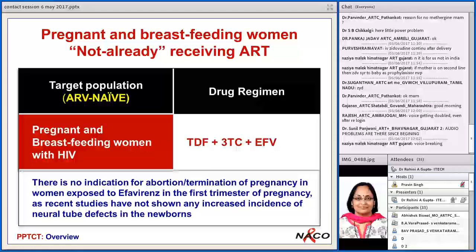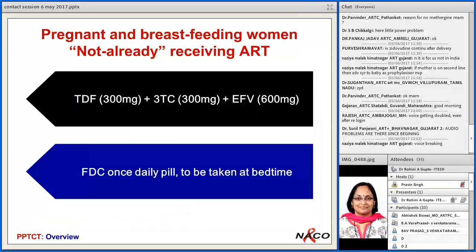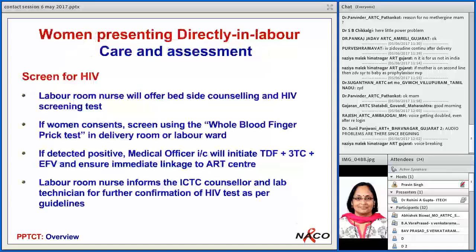There is no indication for abortion, termination of pregnancy in women exposed to efavirenz in the first trimester of pregnancy, as recent studies have shown that there is no increase in the incidence of neural tube defects in these babies. Pregnant and breastfeeding women not already receiving ART is TLE once a day taken at bedtime.